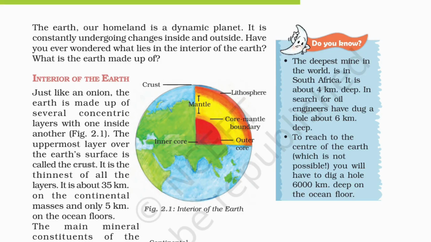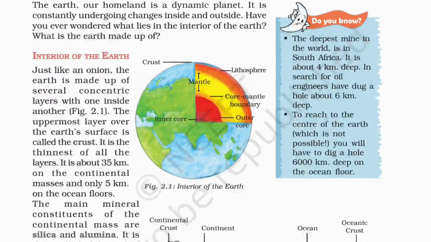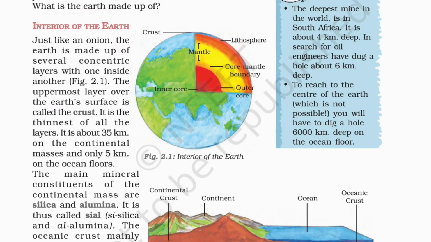This is a diagram of the interior of the Earth, and we will study it along the diagram. Okay? So just like an onion, the Earth is made up of several concentric layers, one inside another. I hope everyone has seen an onion. There are so many layers, right? Similarly, the Earth also has many layers.